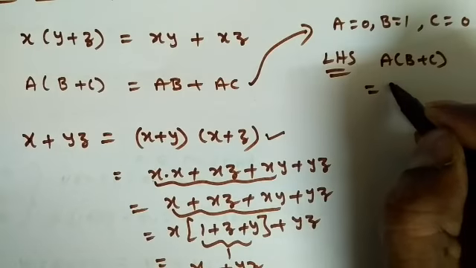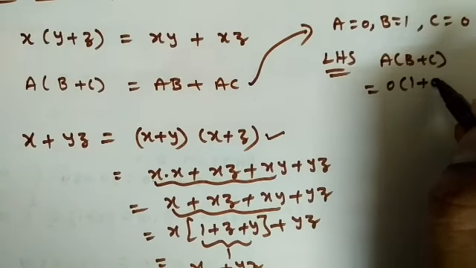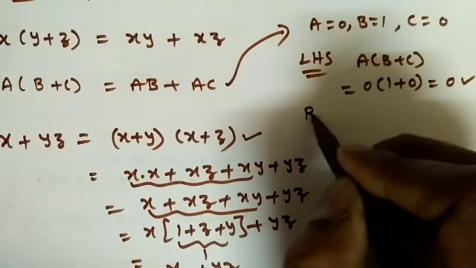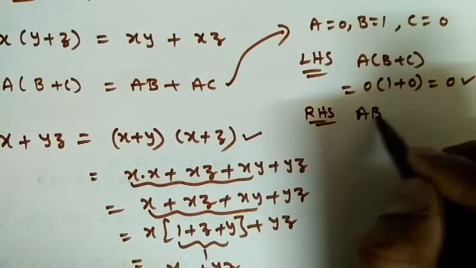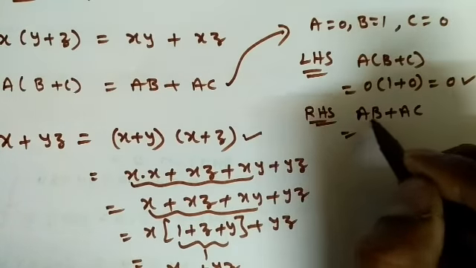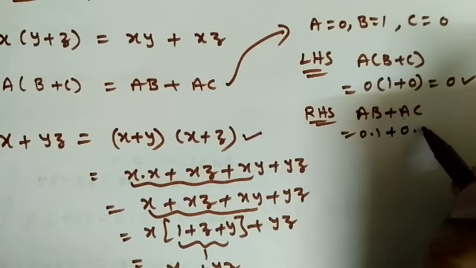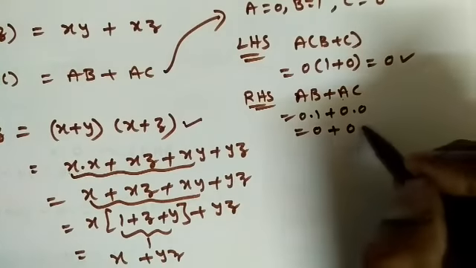So what is a? 0. What is b? 1 plus c means 0. So what is 0 into anything? 0. Now what is RHS, the right hand side? This is AB plus AC. A into b: A is 0, b is 1, so that is 0. A into c is again 0. What is 0 into 0? 0 plus 0 is equal to 0.